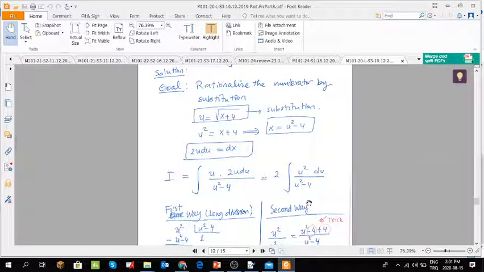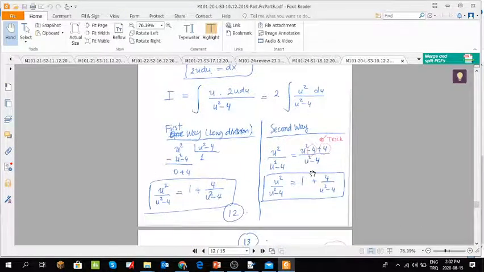So whenever you have an irrational expression, by using a proper substitution, you can convert it to a polynomial over polynomial expression, which we may then need to use partial fractions to solve. This is u squared over u squared minus 4. I can do the long division just to see it, or I can do the trick. Long division is fine, or you can do the trick, which is adding and subtracting 4 here, which is going to make the denominator the same. So that you get u squared minus 4 over u squared minus 4, which is 1, plus 4 over u squared minus 4.